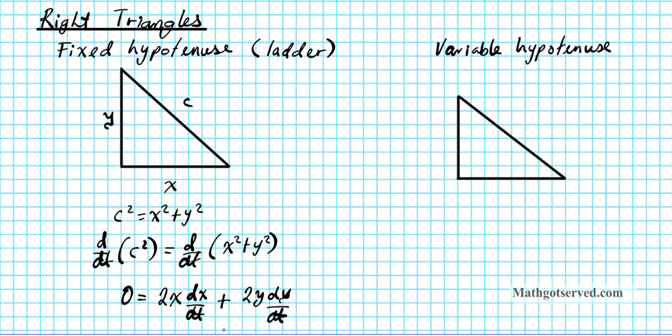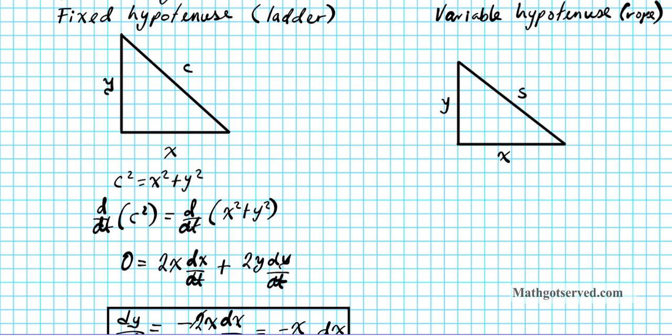This could be a situation where a rope is being used to pull in a boat to shore, or maybe a balloon is being released into the air. So, a situation involving a rope. In this case, this is y, this is x, and this will be s. We can call s the length of the rope. The formula that relates all three is s squared equals y squared plus x squared.